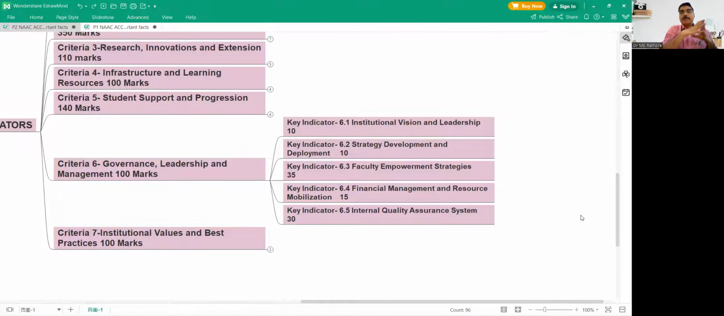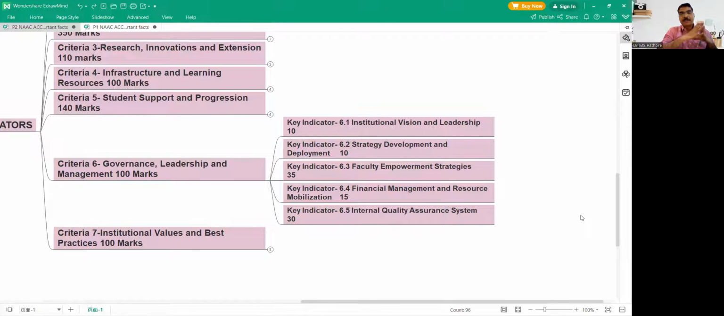Then key indicator 6.2 is the strategy development and deployment. So once these goals have been decided, what are the strategies made to reach those goals? So this is key indicator 6.2, comprising 10 marks. And then key indicator 6.3 is faculty empowerment strategies, that is how the institution is providing the information and opportunities to the faculty members, so that they can empower their knowledge and keep learning about the new processes and the recent updates in their particular domain. So the faculty empowerment strategy is comprising 35 marks.